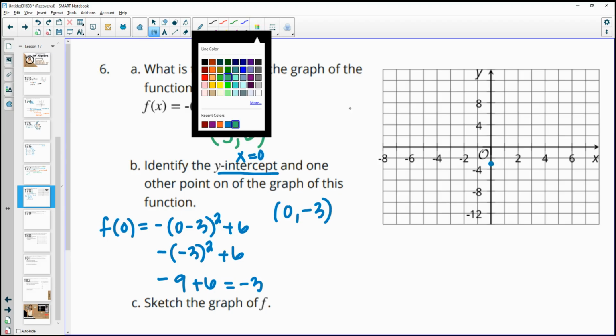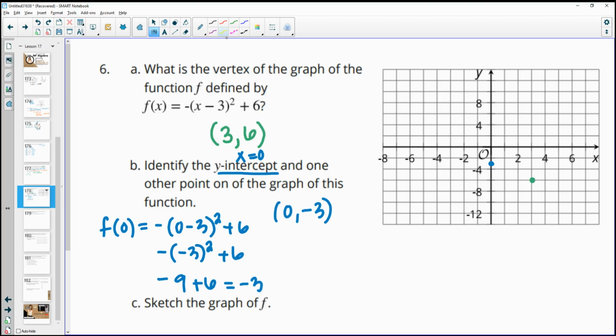Remember that our vertex was at 3, negative 6. So then remember that a parabola is symmetric around the vertex. So that means if we know that there's a point here, we have to have one an equal distance away from the vertex at the same height.